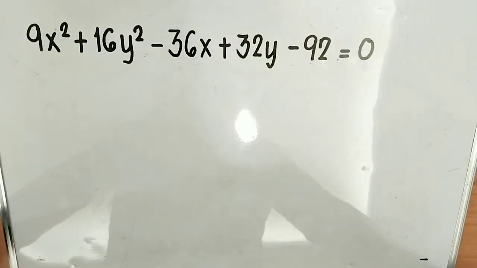Since we are already done with sketching an ellipse in a Cartesian plane, in this video, we will be discussing how to transform the general equation of an ellipse to its standard form. So let's start. So we have here an example of an equation of an ellipse in general form.